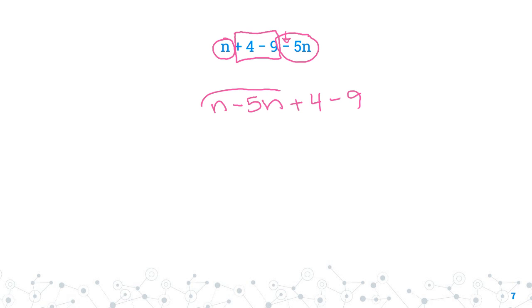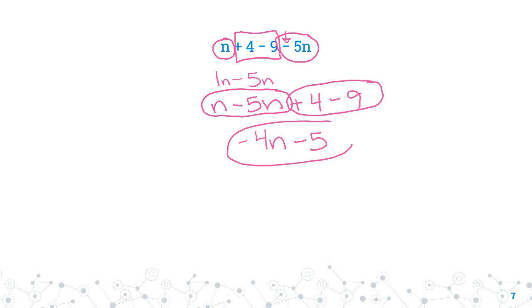So I can do n minus 5n, right? So if I have one n and I take away 5 n's, how many would I have left? So that would be 1 minus 5. 1n minus 5n would be negative 4n. And then I can do positive 4 minus 9, right? Positive 4 minus 9 would be negative 5, right? So right there, I have simplified it as far as I can because I combined my like terms.